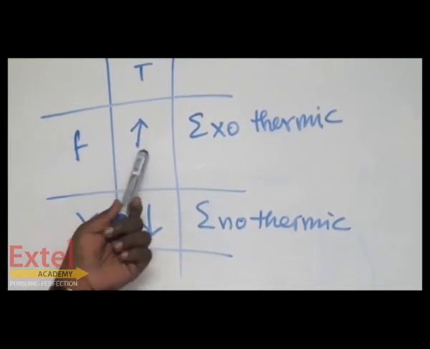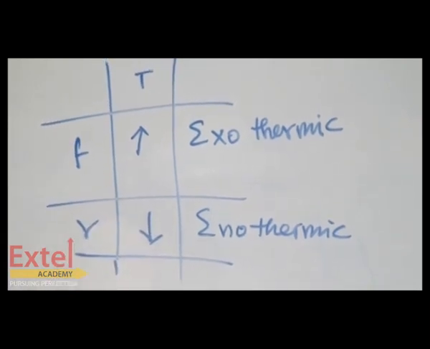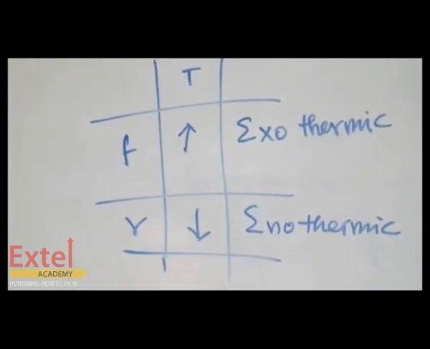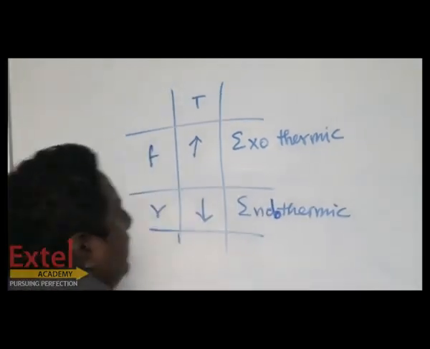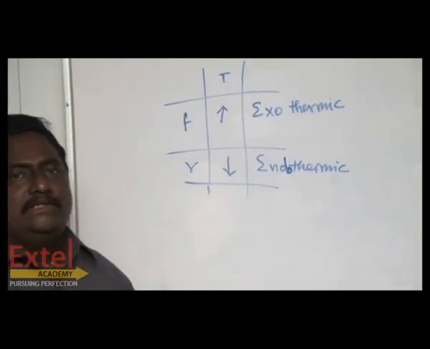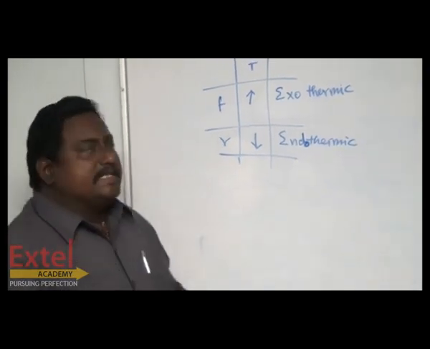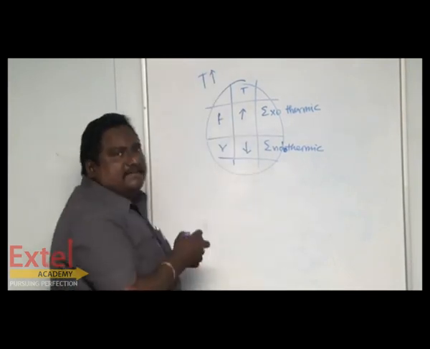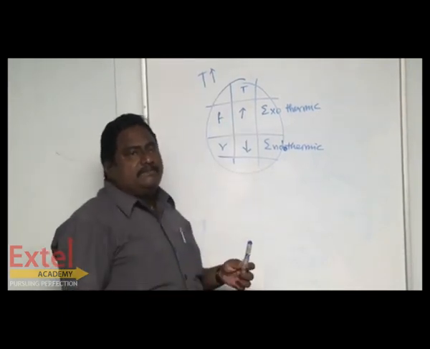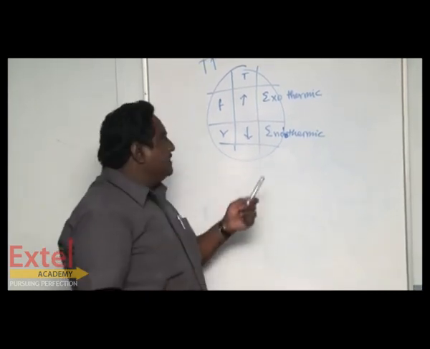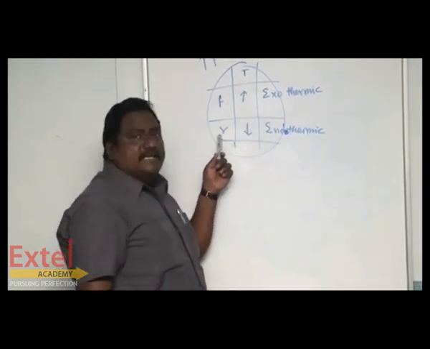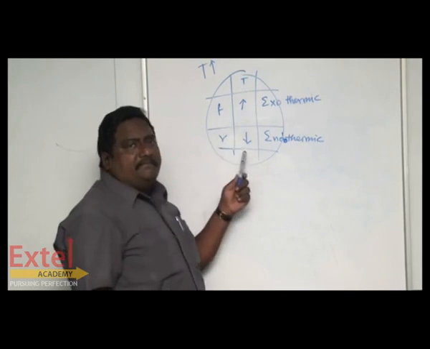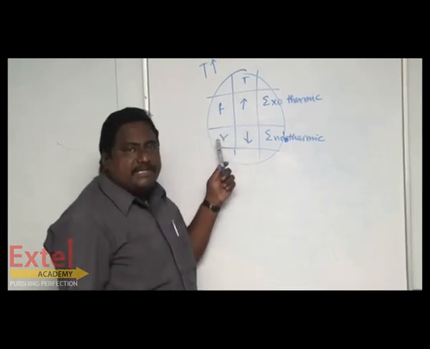In forward reaction, heat is liberated, so temperature increases. In reverse reaction, the temperature decreases. That's why it is called endothermic reaction. Endo and exothermic reactions, this is happening inside the system. Suppose you are increasing the temperature. According to Le Chatelier's principle, the system tends to decrease the temperature. Where does the decrease in temperature occur? In the reverse reaction.